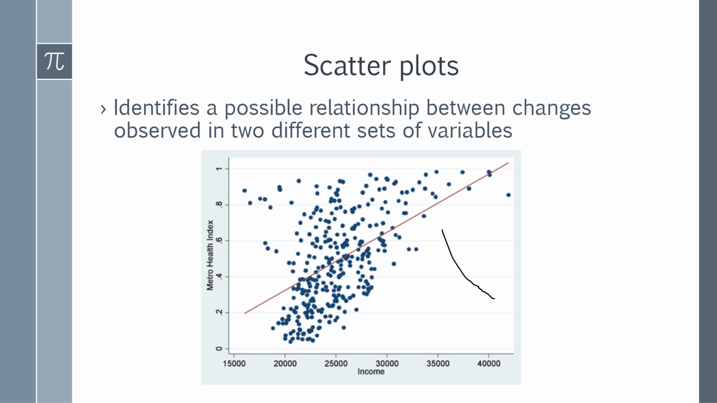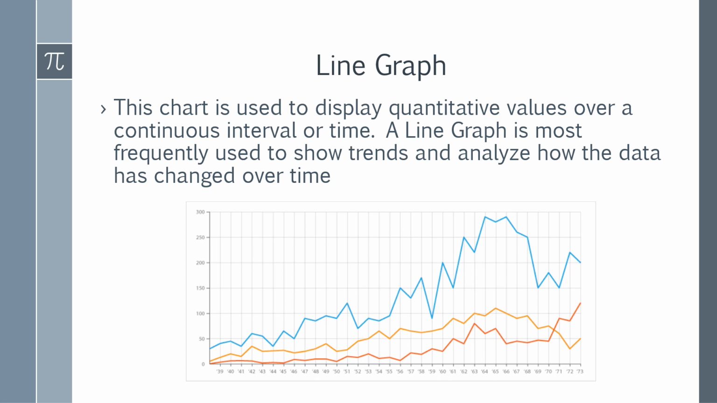And also, scatter plots are used for that correlation relationship. So when you put in your table, you should include these points. All right, a line graph. A line graph in itself is used to display quantitative values over a continuous interval of time. A line graph is most frequently used to show trends and analyze how the data has changed over time.